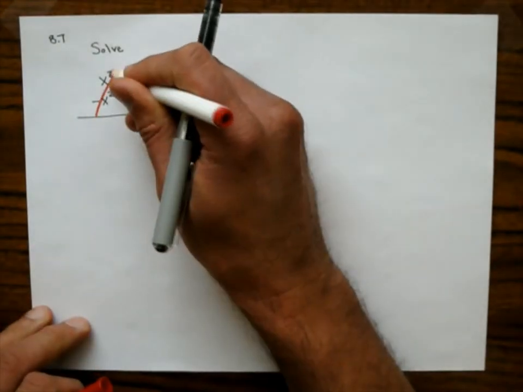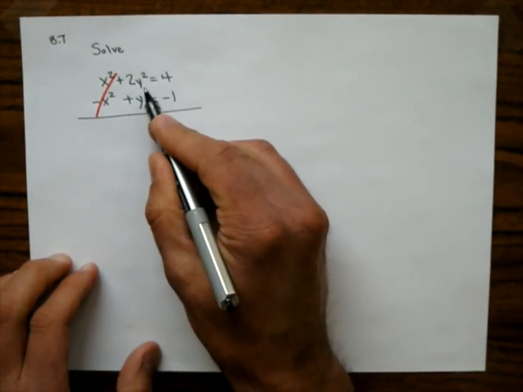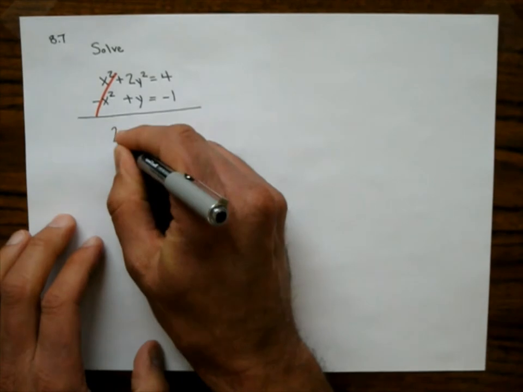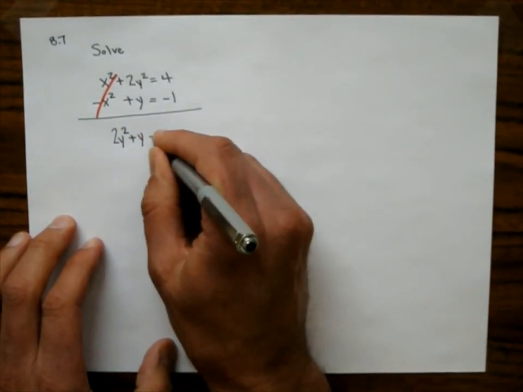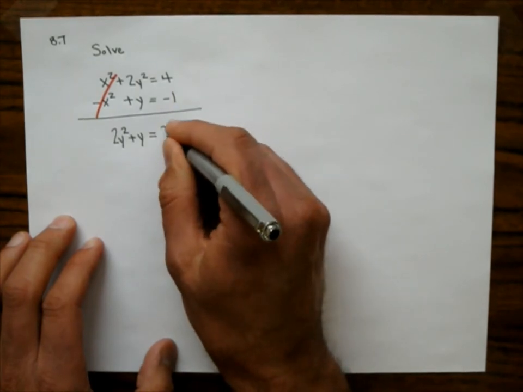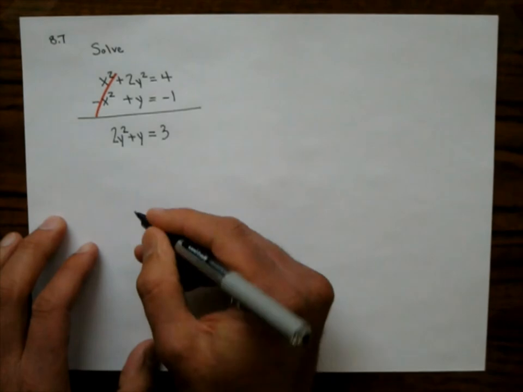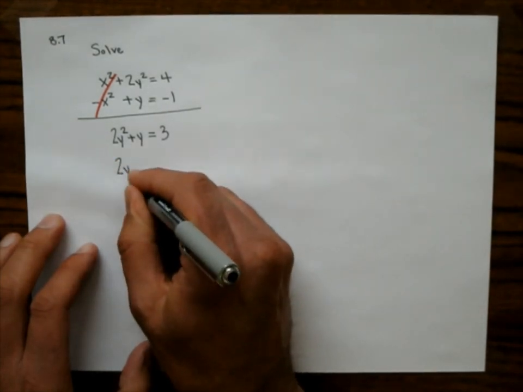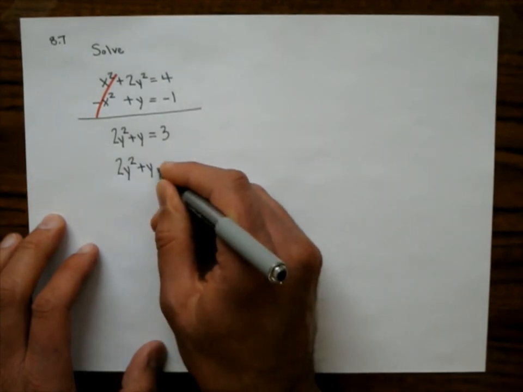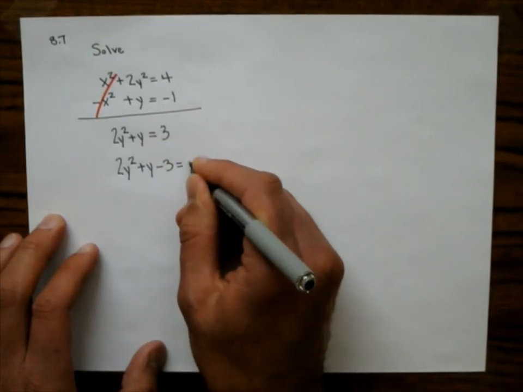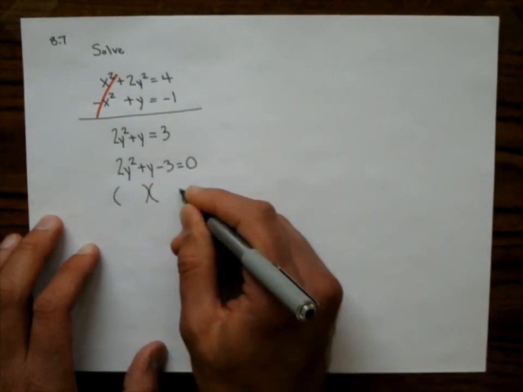these guys. They're out of there. And then 2y squared plus y. This is going to equal 3. Okay, now I have to solve this quadratic equation, bring everything to the left-hand side, 2y squared plus y minus 3 equals 0. Let's see if this thing factors.